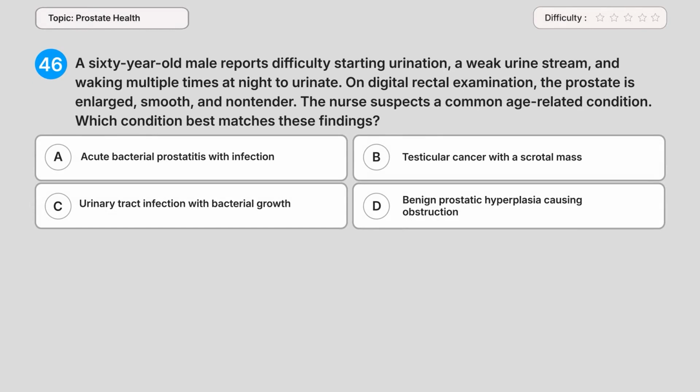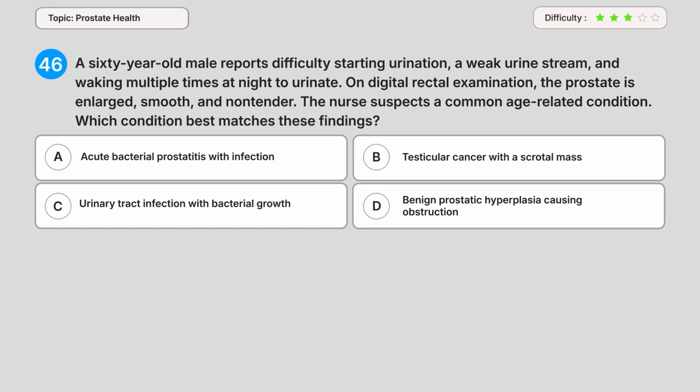46. A 60-year-old male reports difficulty starting urination, a weak urine stream, and waking multiple times at night to urinate. On digital rectal examination, the prostate is enlarged, smooth, and non-tender. The nurse suspects a common age-related condition. Which condition best matches these findings?